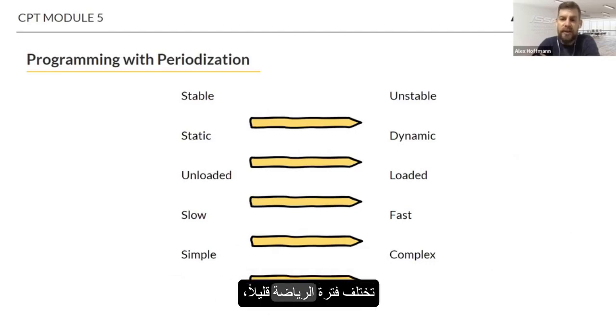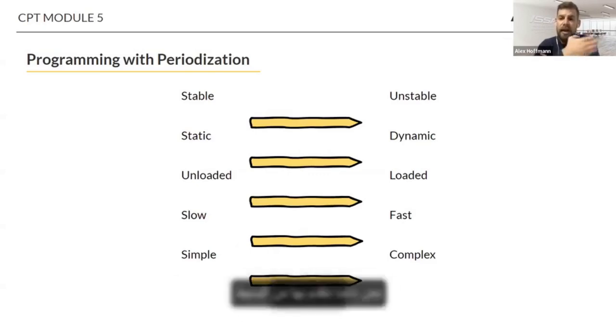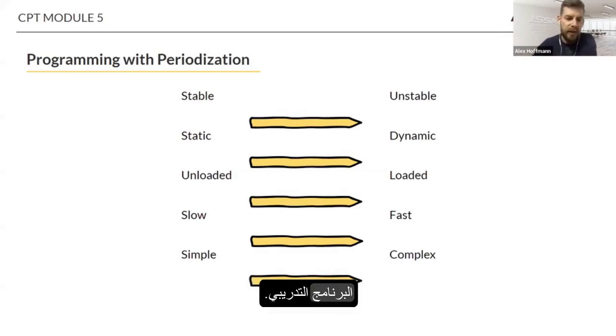Sport periodization is a little bit different because then we're talking about peaking athlete performance at a given time for a specific competition, but that's a separate topic. When we're talking about periodization for general population clients, we're always progressing them from simple to more difficult as that training program progresses.